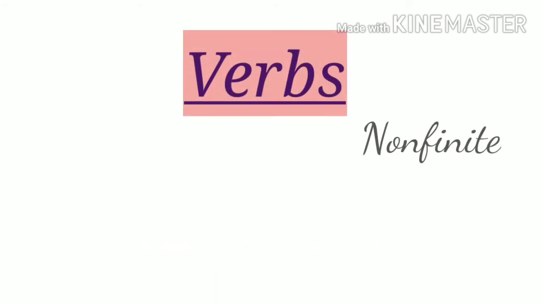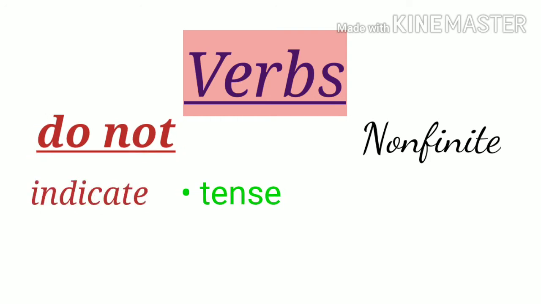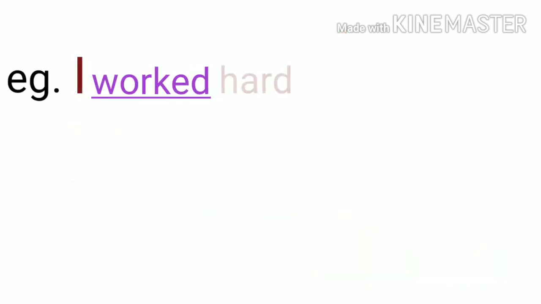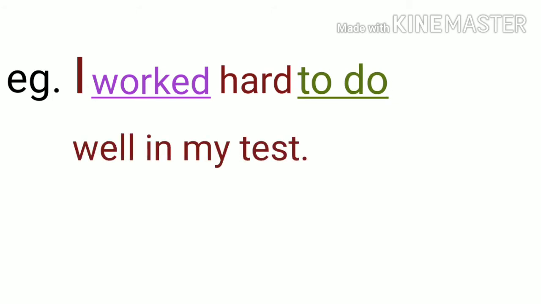On the contrary, non-finite verbs are those kinds of verbs which do not indicate the tense of the sentence or the person or the number of the subject. For example, I worked hard to do well in my test. To do. The word do is also a verb, but does it give us the tense? Does it tell us when it is happening or when it has happened? Or do we come to know the number of the subject, or what the person is, whether the subject is in first person, second person or third person? It does not reveal any of these.